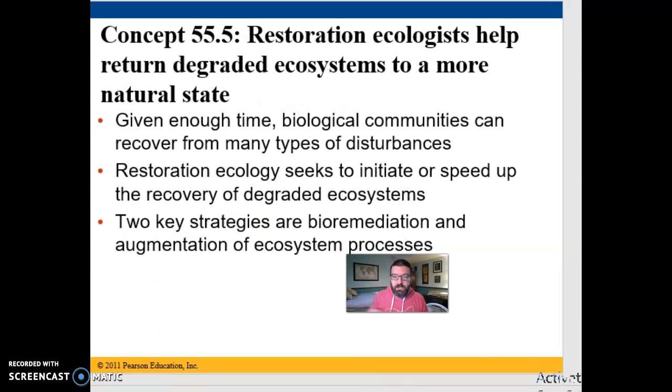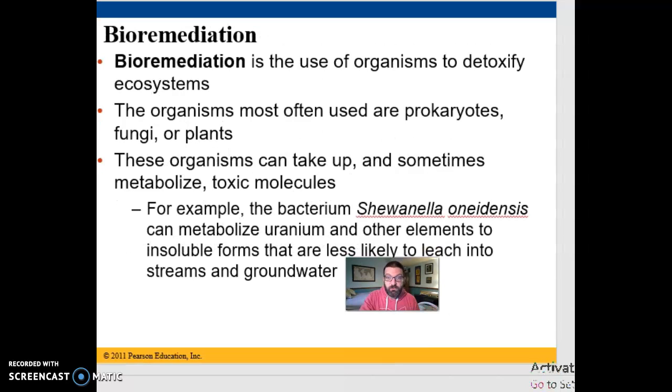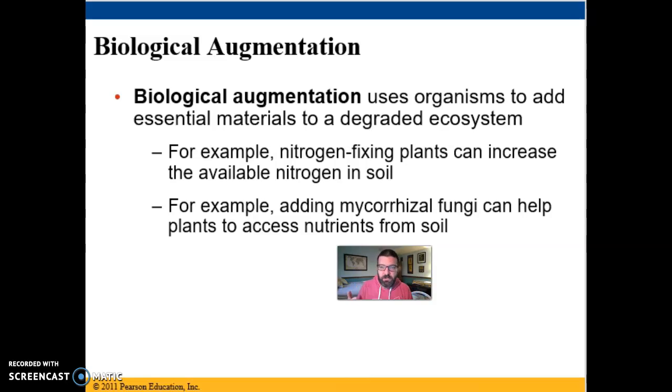Restoration ecology is a whole branch of science that is dedicated to finding ways to speed up the recovery of communities that have had disturbances, especially human-caused disturbances. One strategy is bioremediation, where you use organisms to detoxify ecosystems. So bacteria that can munch up old oil, or plants that can take up toxic metals like aluminum and things like that. And the other main strategy is biological augmentation, when you add organisms to a degraded ecosystem to help fix it. So for instance, when you have poor soil, you may add nitrogen-fixing plants to make more nitrogen available, adding fungi and bacteria to improve the soil and those mutualistic relationships with potential plants.